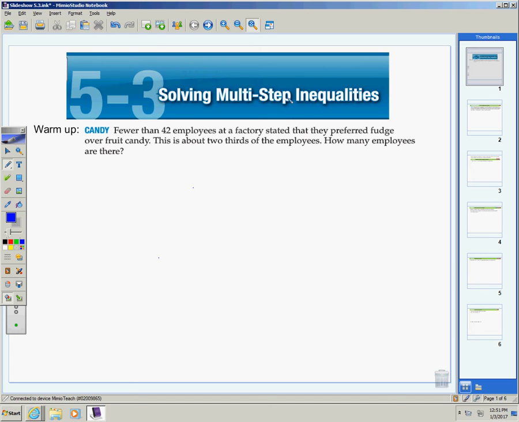If you multiply or divide each side by a negative number, then you have to flip the inequality. Okay, go ahead and try this warm-up. Pause the video while you do that, and then I will show you how to do it in just 1 second.